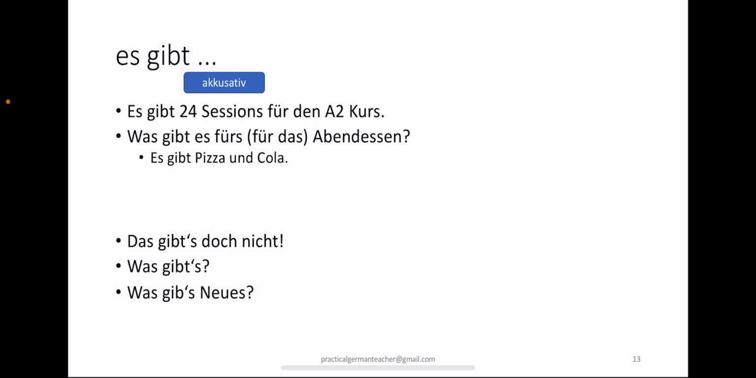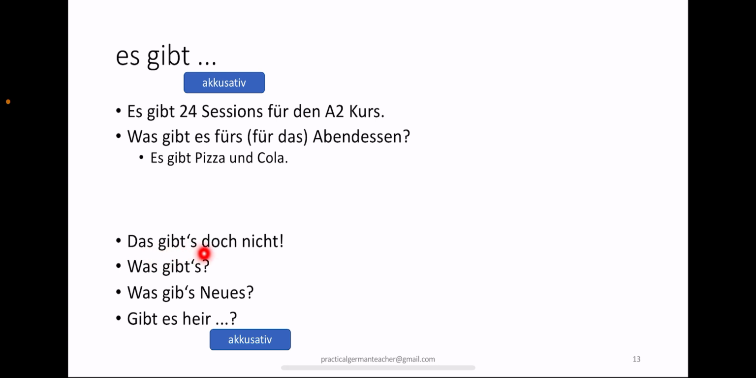Then you can also ask what is there for dinner. So you will ask was gibt es fürs Abendessen. By the way, fürs is just a short form of für das. So you can say für das, but quite often you will hear people just say fürs. So the answer can be es gibt Pizza und Cola, so there is pizza and cola.